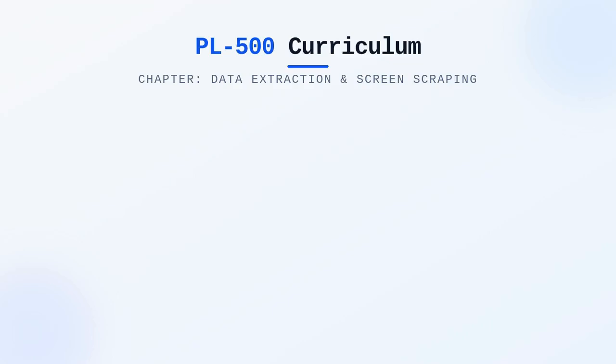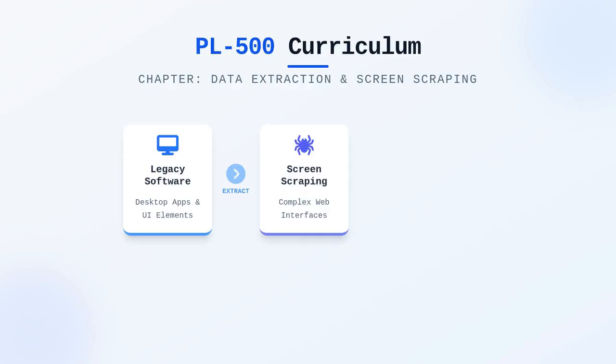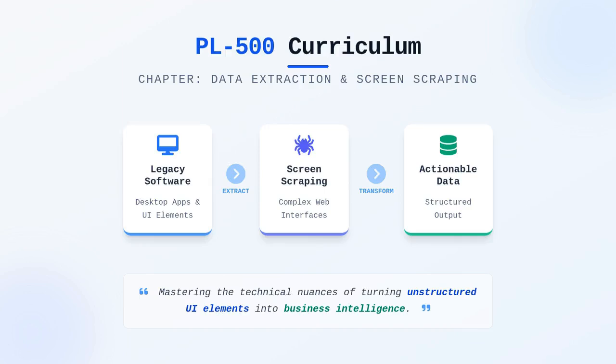Welcome back to our journey through the PL-500 curriculum, where we now focus on the critical task of data extraction and screen scraping. In this chapter, we will master the technical nuances of pulling information from legacy desktop software and complex web interfaces to turn unstructured UI elements into actionable data.